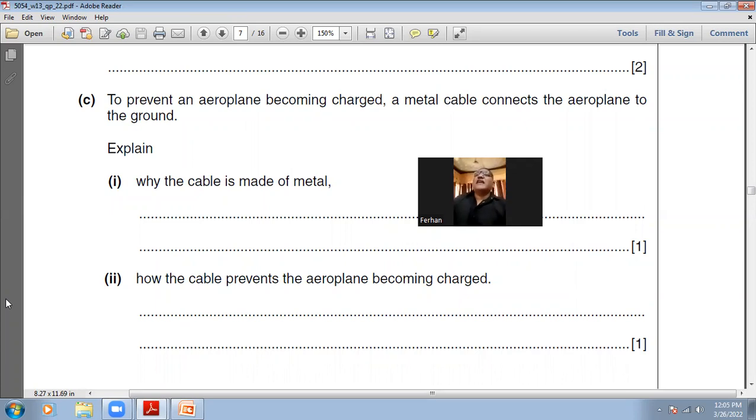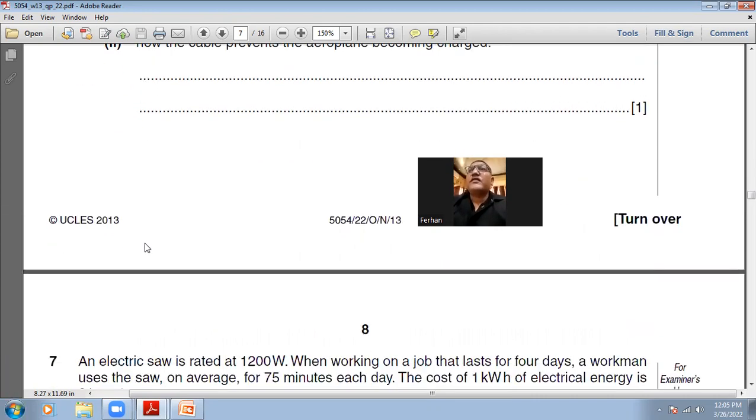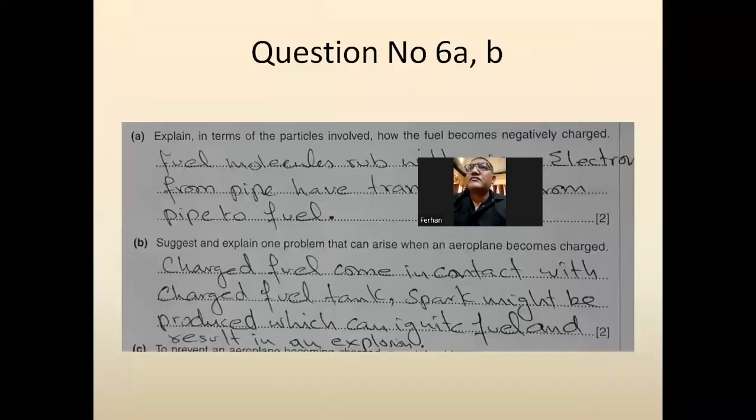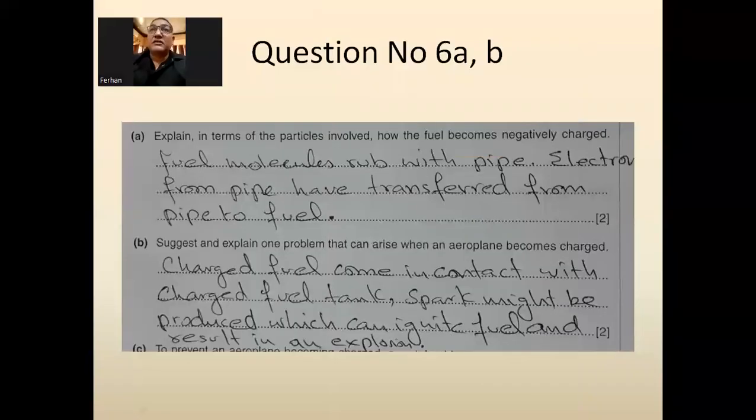Then how the cable prevents the aeroplane becoming charged: if the aeroplane is charged and you have earthed it through the earth wire, the electrons from the ground can come to the aeroplane to neutralize its body. Or if the aeroplane is negatively charged, the electrons can go through the earth wire to the ground and neutralize the aeroplane. That was question number 6. Let's have a look at my answer, and then we will check it from the marking scheme.